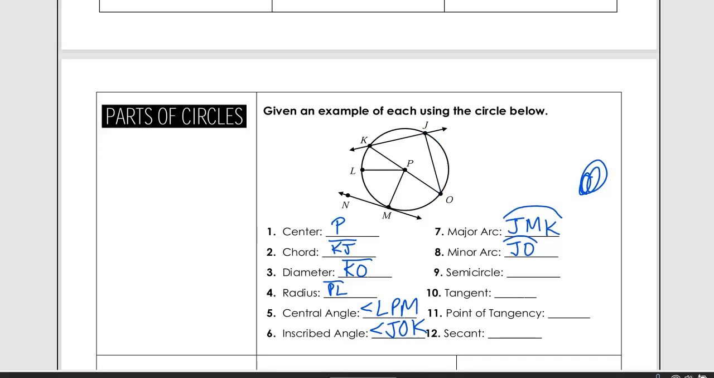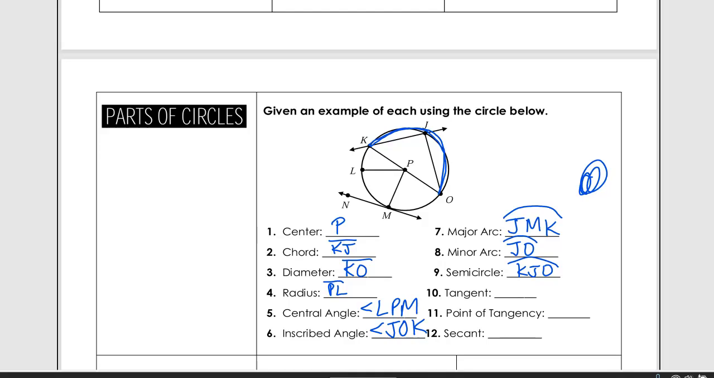All right, then we want to do a semicircle. So if we wanted to do a semicircle, remember that is exactly 180 degrees. That means that we're using that diameter. So I'm going to go right here because I know that my diameter is KO. And so this is called KJO with our little arc symbol.